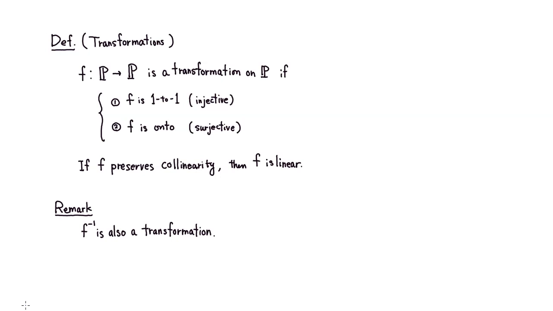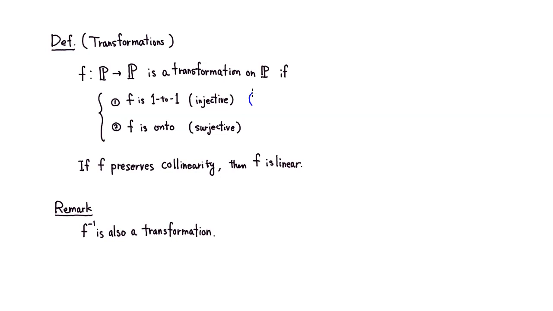All right, let's look at the definition of transformations. F is a mapping from plane P to itself. It's called a transformation on P if F is 1 to 1, or you can say injective, and F is onto, or surjective. Remember that being 1 to 1, this is what we need to show.